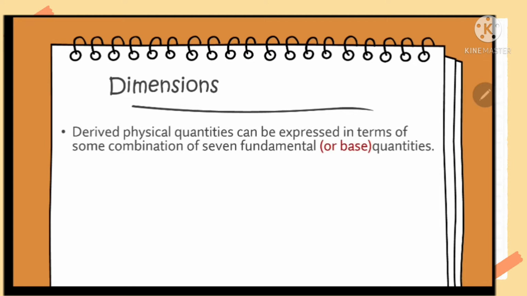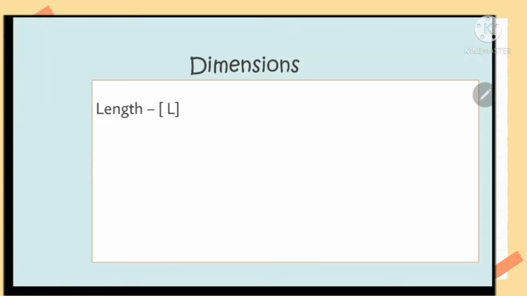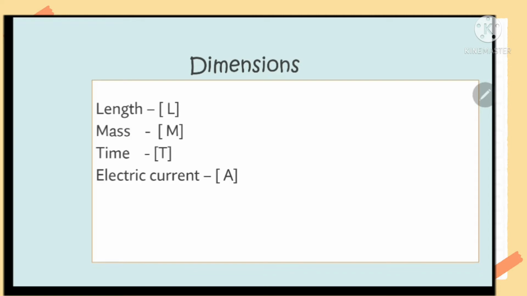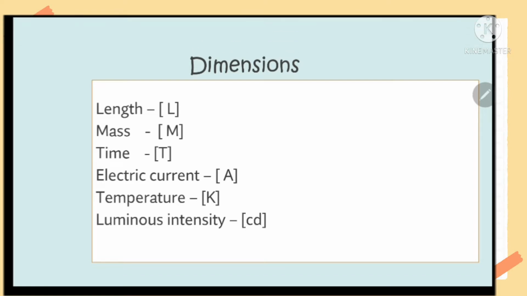I have already told that derived physical quantities can be expressed in terms of some combination of fundamental physical quantities, but in a different way we are going to express these. That is, inside the square bracket, we will denote the 7 fundamental physical quantities. So we call them dimensions. So there are 7 dimensions for length, mass, time, electric current, temperature, then luminous intensity and amount of substance.